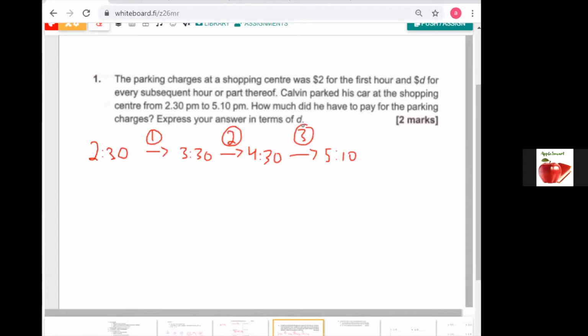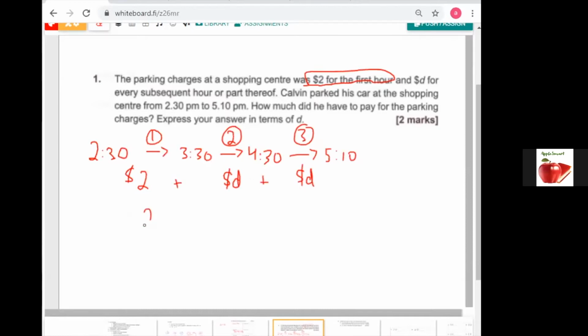So how much did he have to pay for the first hour? Says it on the first sentence. It was $2 for the first hour. That's a cheap parking place. $2. And for the second hour, he had to pay, we don't know how many dollars, just $D. And the third hour, the same price. Even though it wasn't an hour, he had to pay that. So we have to add all of these things up.